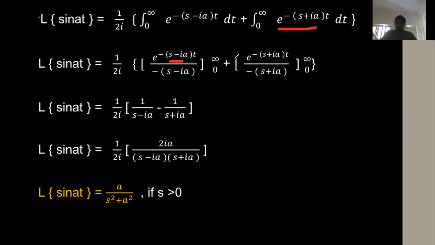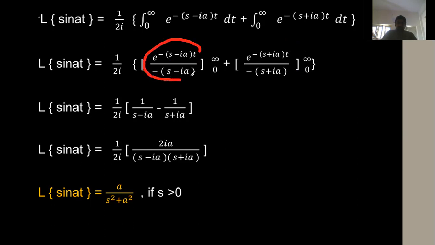Here you will get s minus ia. Here you will get s plus ia. That is the only difference. Okay. So now we have to substitute the upper limit in t and also the lower limit in t. And similarly for this term also we have to substitute the upper limit in t and lower limit in t. Okay. So after substituting and simplifying, what will you get for this function?